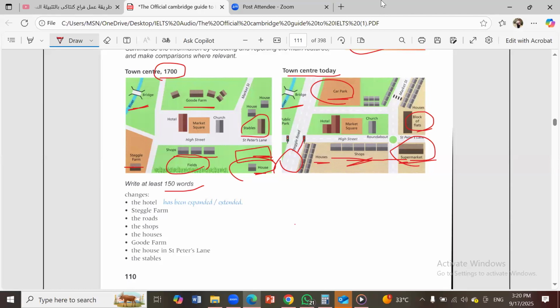Great. So who can give a try for another starting sentence for the first paragraph? Use this word or expression, has been expanded or extended. And try always to talk in this tense: has, and the present what? Present perfect tense.